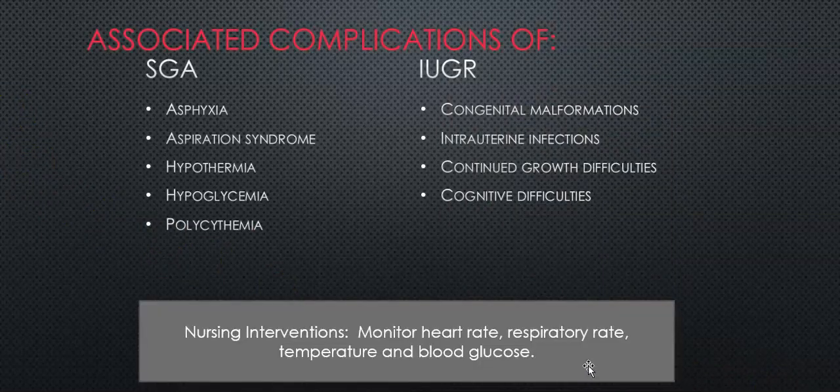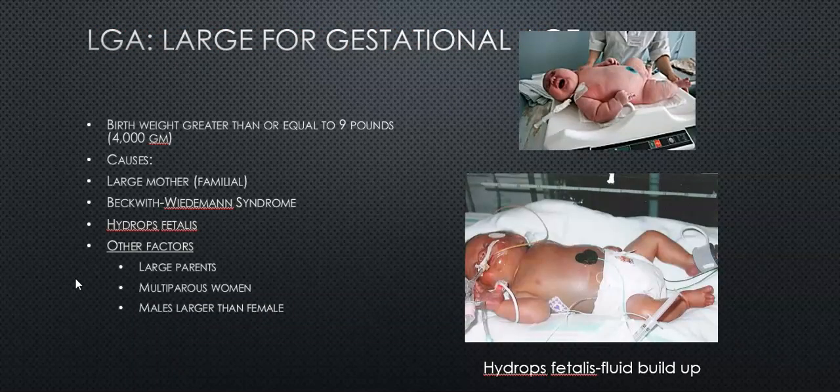Here are some of the associated complications of SGA, specifically in IUGR, but irrespective as to whether it's SGA or IUGR, this is what I'm getting at. Some of your interventions are going to be the same. You're going to monitor their vital signs. You're going to watch their temperature and their glucose, and you're going to put interventions into place to stabilize and maintain this baby.